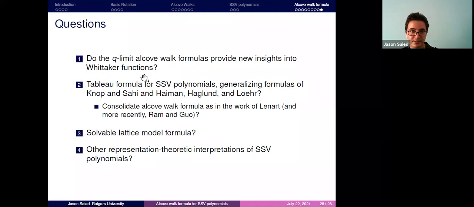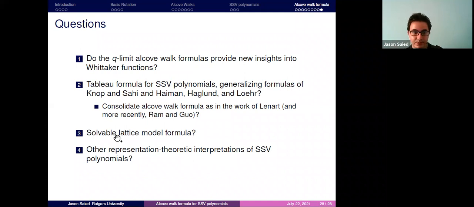So first of all, as I already said, we have these new Q-limit Alcove walk formulas for metaplectic Whittaker functions. Does this provide any new insights? Second, an obvious question is, we have the Alcove walk formula. Can we cook up a tableau formula? One promising avenue is to look at the recent work of Ram and Yip, or before that, Lennart, where they took the Alcove walk formula and combined terms and showed how you can get some sort of tableau formula. So it'd be interesting to see if that can happen here.